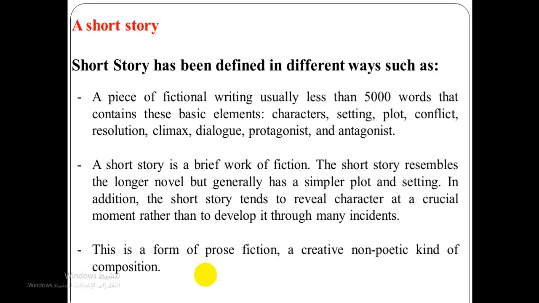Usually, a short story focuses on one incident, one event, has a single plot, a single setting, a small number of characters, and covers a short period of time.